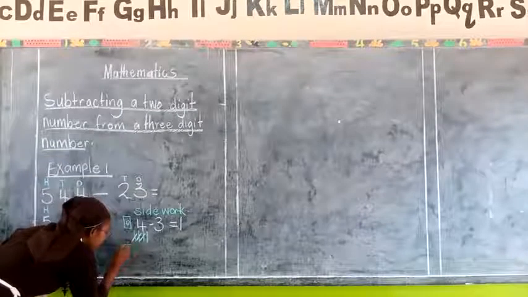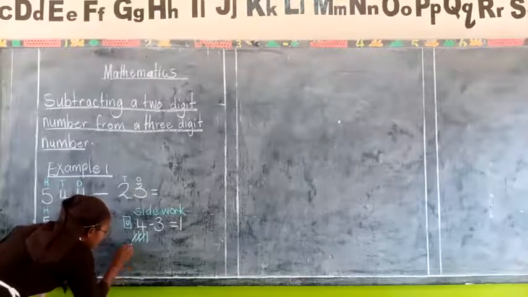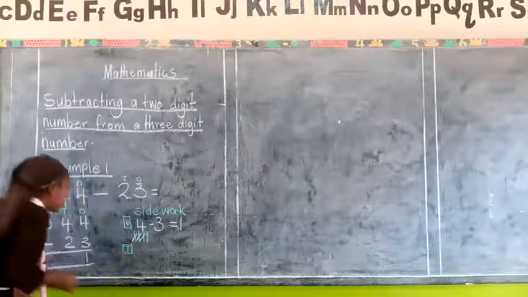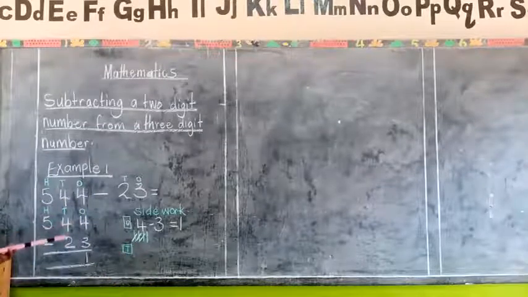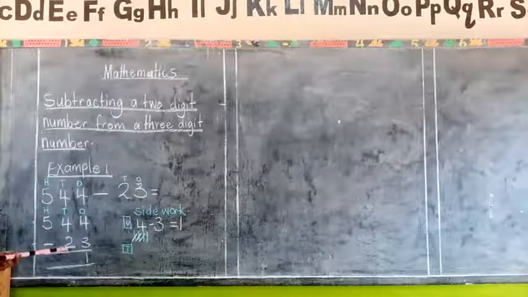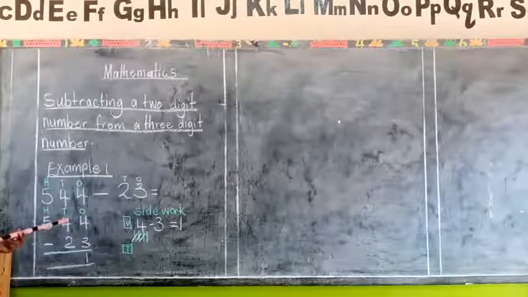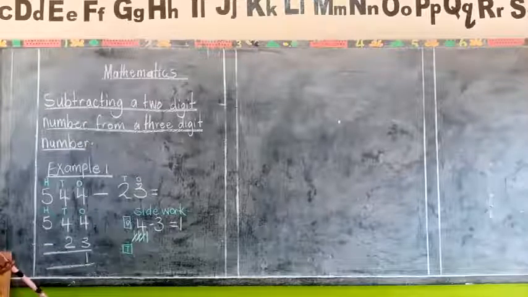And that is the tens. When we look here, which numbers do we have under the place value of tens? We have number 4 and number 2. So we shall write 4 minus 2.